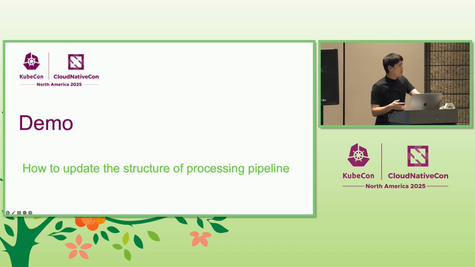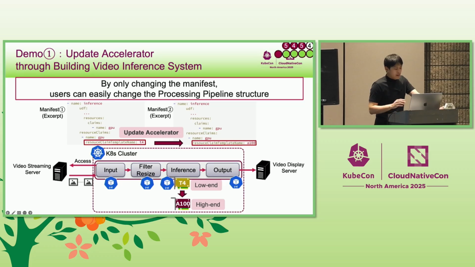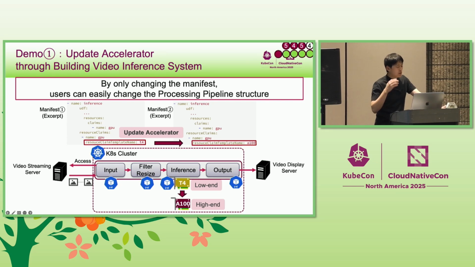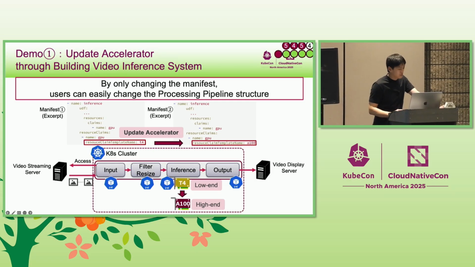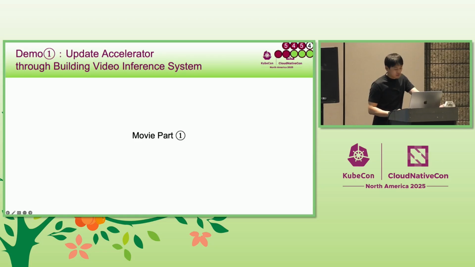In this part, I'd like to show you how to update the structure of a processing pipeline. In the first example, we focus on updating the accelerator through building a video inference system. Specifically, imagine you first use a low-end GPU such as T4, but you find that its performance is insufficient. In that case, you can simply modify a part of the manifest to switch to a high-end GPU like A100. Okay, let's move on to the video.